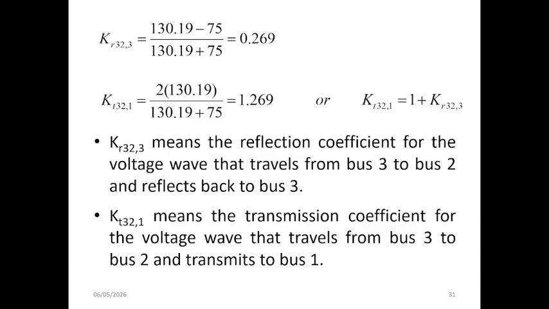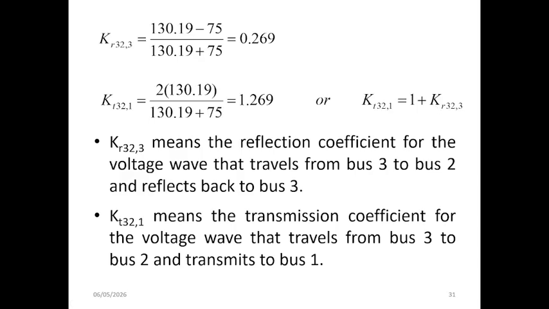This indicates that part of the incident wave is reflected back due to the impedance difference between bus 3 and bus 2, but the reflected wave maintains the same voltage sign. The transmission coefficient K_T32 represents the portion of the traveling voltage wave that continues through bus 2 and moves toward bus 1. Its calculated value is equal to 1.269, which can also be verified using this relationship.